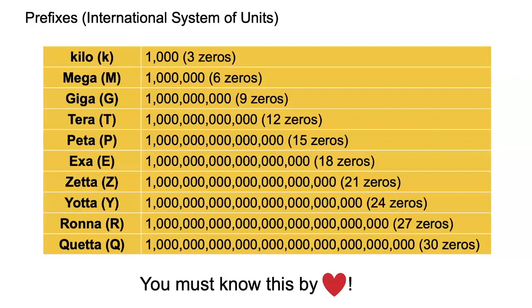Rona, queta, they actually were invented less than a year ago. This is very recent. This is because physicists already managed to break the iota, so they needed something with 27 and 30 zeros. I think it's for the mass of Jupiter, something like this. But we'll be very happy as data scientists to also talk about Rona bytes and queta bytes whenever that starts making sense, right? So you must know this by heart.